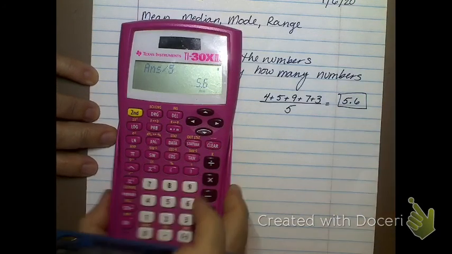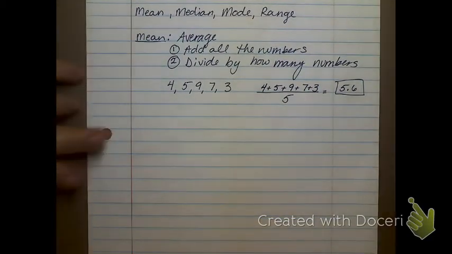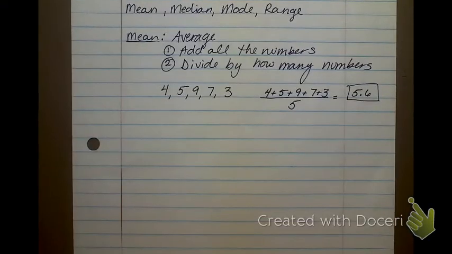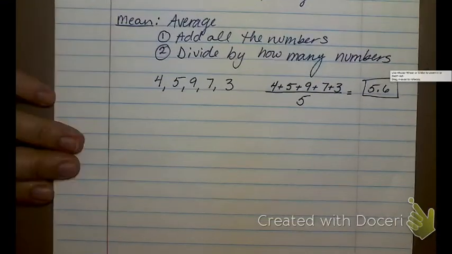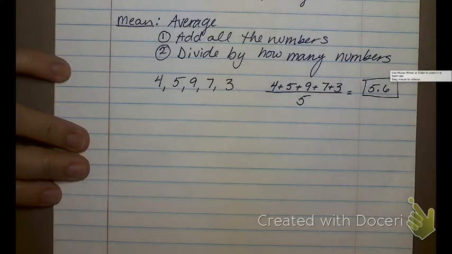Totally reasonable to have a decimal as your mean because you're dividing. And when you're dividing, it's likely that you'll get a decimal sometimes. Okay? Any questions about finding a mean? Nope. All right, let's move on.